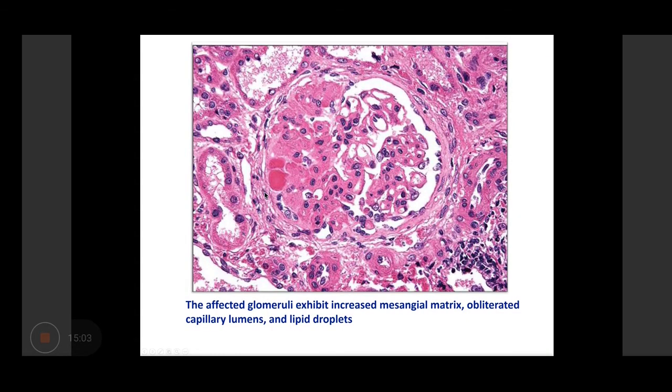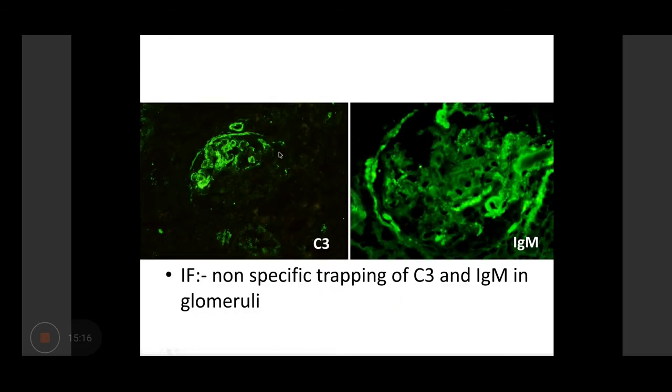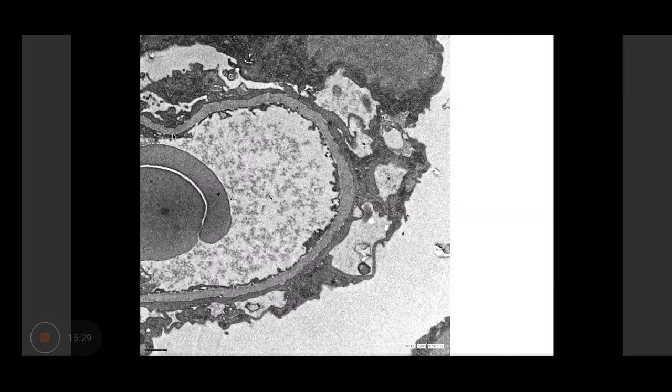Now, this is a high-power view of a glomerulus showing focal and segmental glomerulosclerosis, where here you have the scar formation, and in this scar, very often you have deposition of hyaline globules as well. On immunofluorescence, as I said, there is non-specific trapping of IgM in the scarred area, and C3, and similarly also for IgM. On EM, this is your glomerular capillary wall. Here you have the RBCs in the lumen of the glomerular capillary, and on the outer surface you can see that there is diffuse effacement of foot processes.